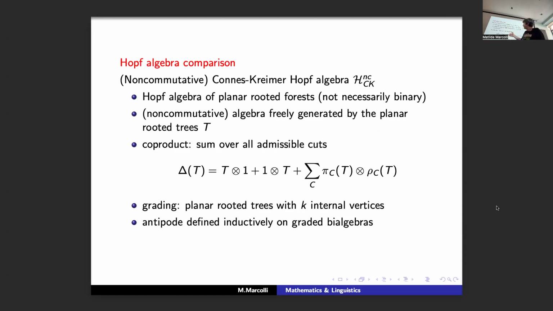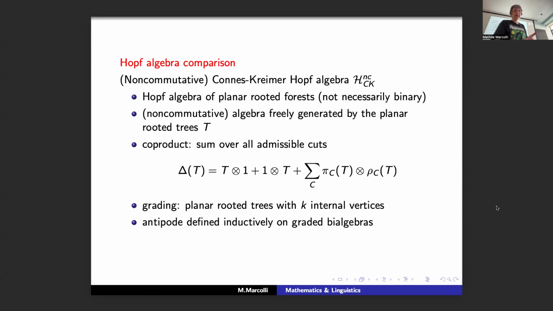And so this is what ultimately we do want to use, because the description of internal merge is coming from cutting a piece of a tree and pasting it back together. So we will have to somehow use these admissible cuts. So how do these exist in the context of these Loday-Ronco Hopf algebras?